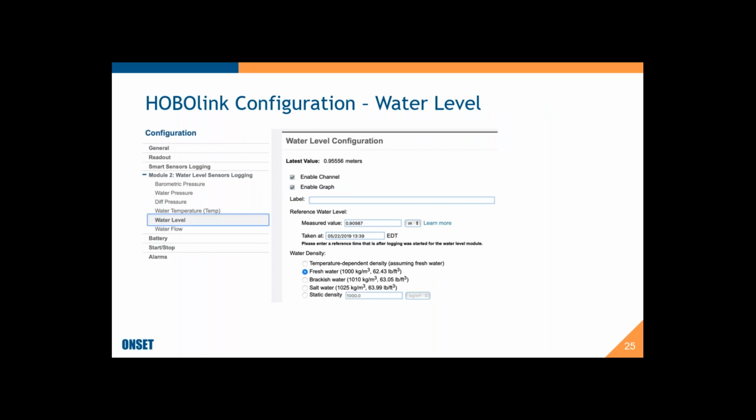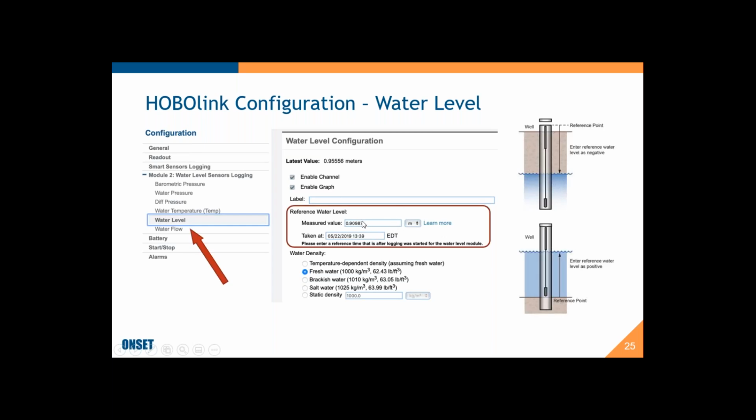So here's how you configure the water level measurement. You can label it, of course. You have to enter a reference water level. This is a reference water level measurement that you took at a particular time in your stream, and you have to enter the time that you took that. Then just enter that once into the HOBOlink software, and it uses that as your reference point going forward.